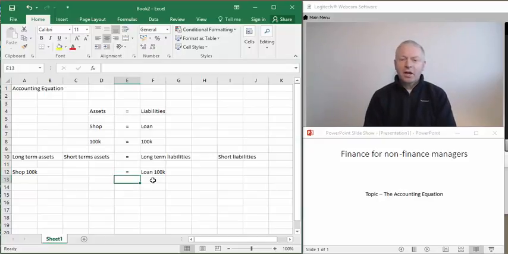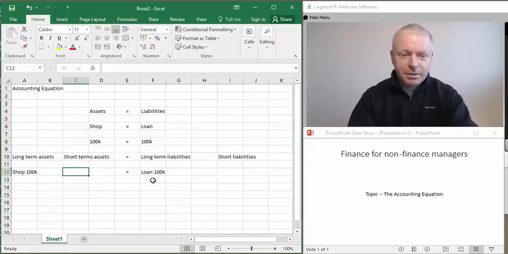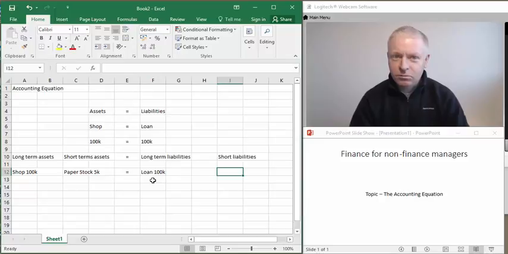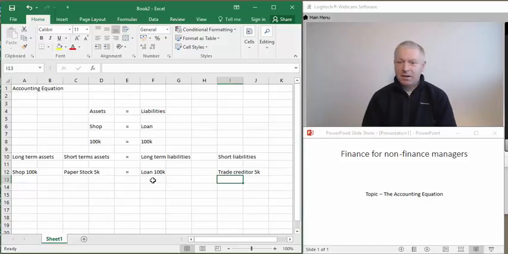So what would happen in order to get some short-term assets involved here? Let's say I want to get some stock in. I'm in the business of buying and selling paper, paper supplies for various businesses. So all I need to do is buy some paper. So I just say paper stock, and let's say that paper stock costs 5k. Now I'm going to get that from a trade creditor, somebody who supplies me and I don't have to pay them straight away. So I just say trade creditor 5k. Now the assets equal my liabilities.